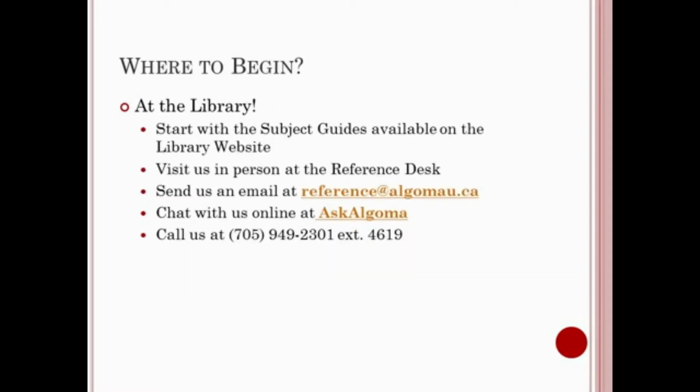So where to begin your research? Why not at the library? You can start with the subject guides available on the library website, visit us in person at the reference desk, send us an email at reference@algomau.ca, or chat with us online at Ask Algoma. You can also call us at 705-949-2301, extension 4619. The staff at the Wishart Library are always happy to help, so let us know how we can be of assistance to you in your research.